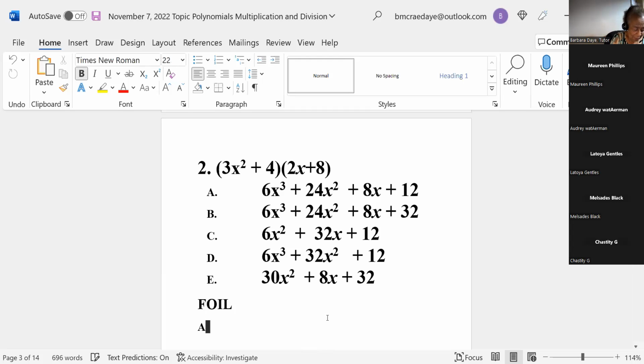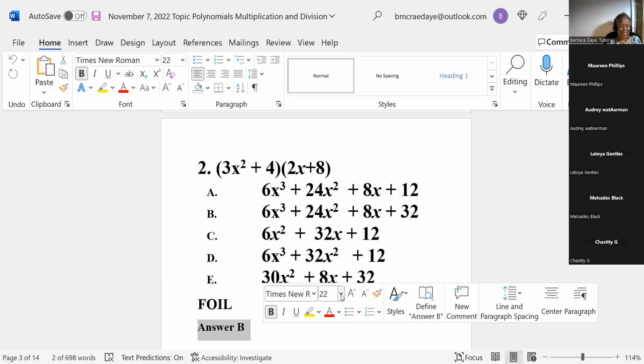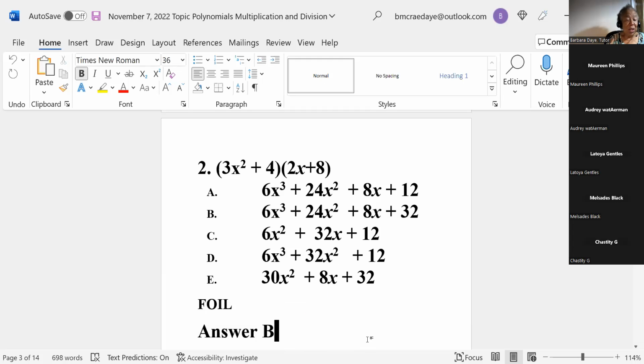Okay, so you've got that one correct. Answer B. It was right. Very good, Chastity. Congratulations. Thank you. Have more confidence in yourself. You got it right. When you look at these and you say, okay, this is first, this is first. What's 3 times 2? 6. And what's 2 power plus 1 power? 3. So you've got 6x to the third.